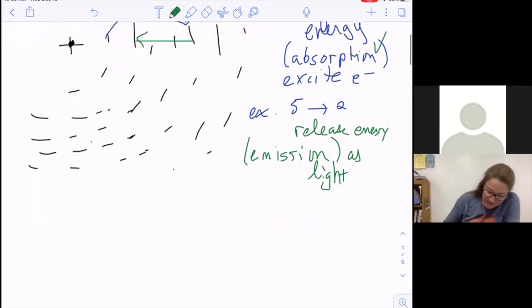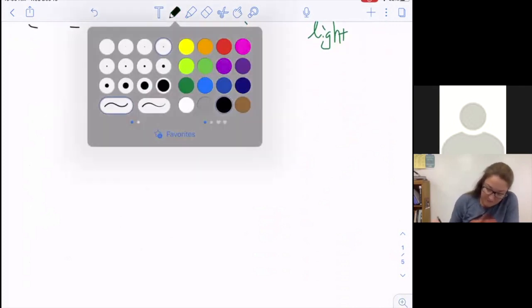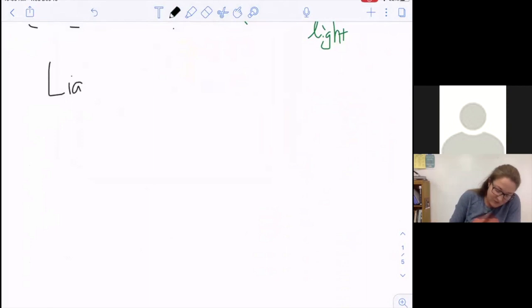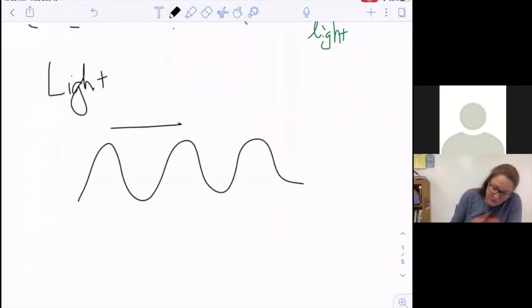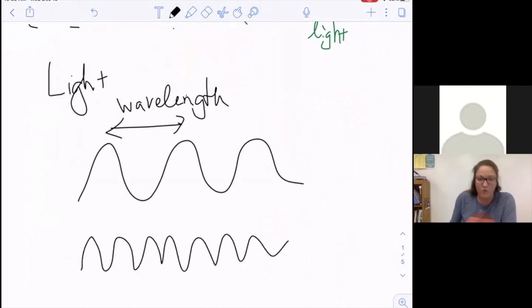So we need to know a little bit of something about light in general. So for light, it's a wave. The difference between two crests of a wave is known as the wavelength. This wave has a higher wavelength than the wave below it does. This would be a shorter wavelength.